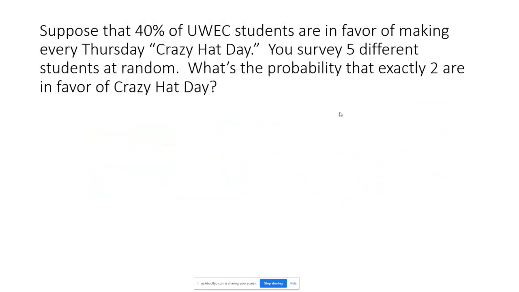All right. So let's suppose that 40% of UWEC students are in favor of making every Thursday Crazy Hat Day. You survey 5 different students at random. Try finding the probability that exactly 2 are in favor of Crazy Hat Day. So you can do this using the formula, using your calculator, or if you have a computer handy with R on it, then you can try using R as well.